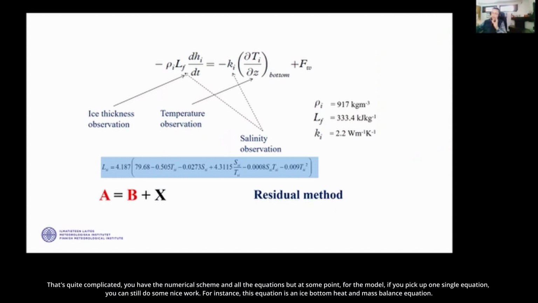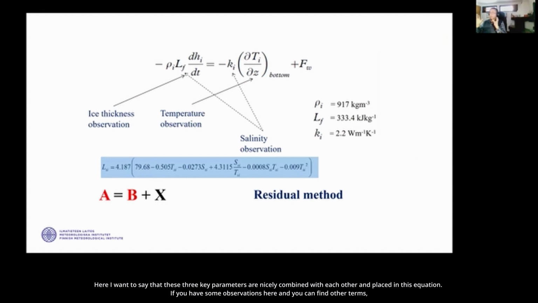that's quite complicated. You have the numerical scheme and all the equations solved. But at some point for the model, if you pick up one single equation, you can still do some nice work. For instance, this equation is the ice bottom heat and mass balance equation. From this equation, you can see what I have listed here. You have ice thickness data, you have temperature measurements, you also have salinity linked with the heat capacity and the heat of fusion and things like that.